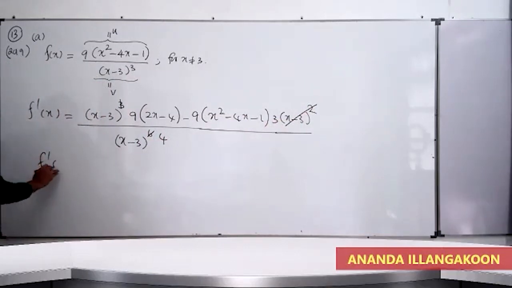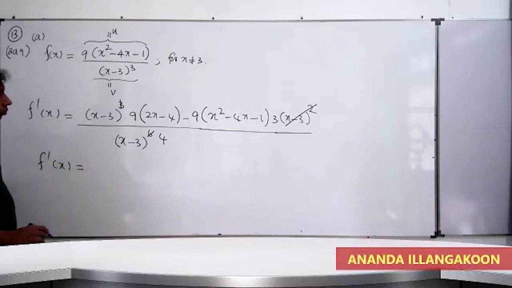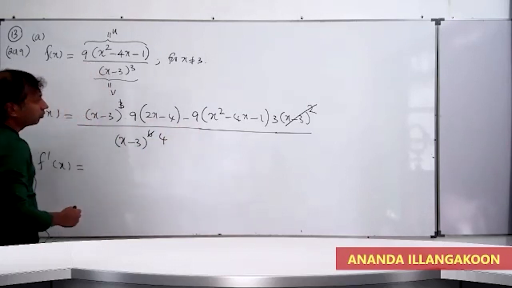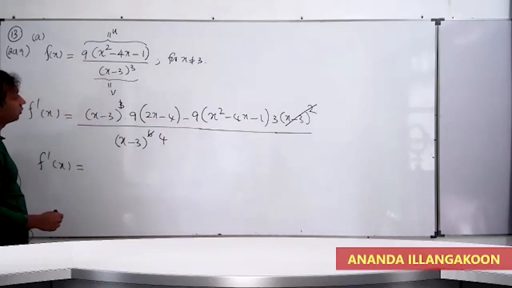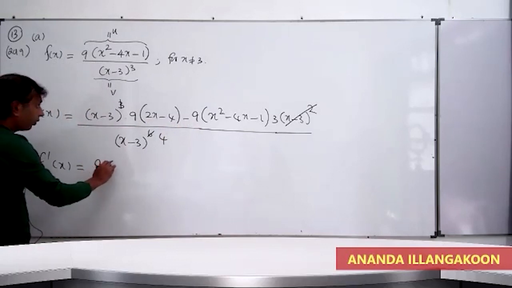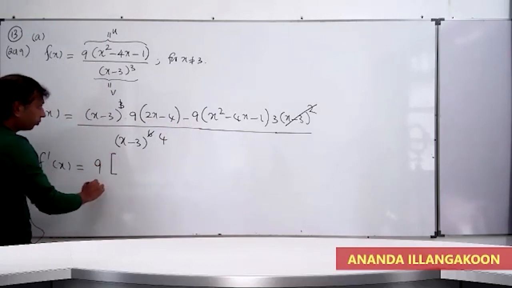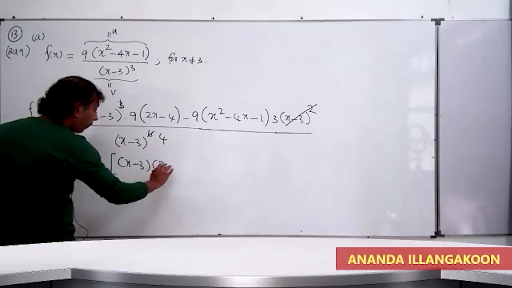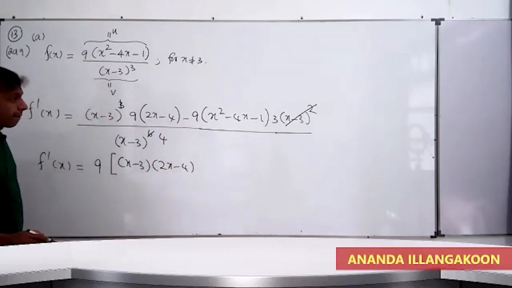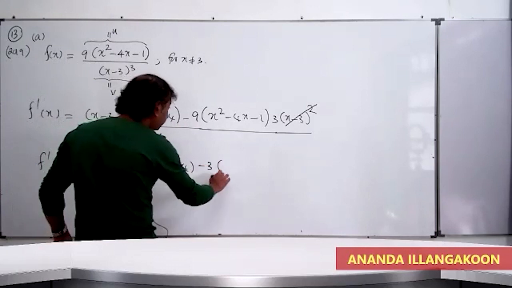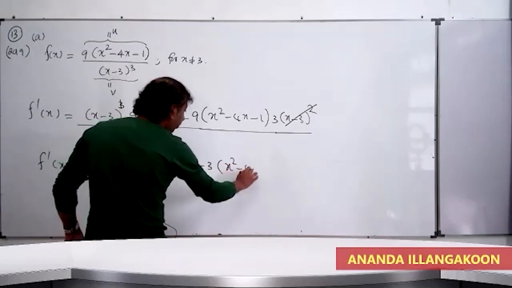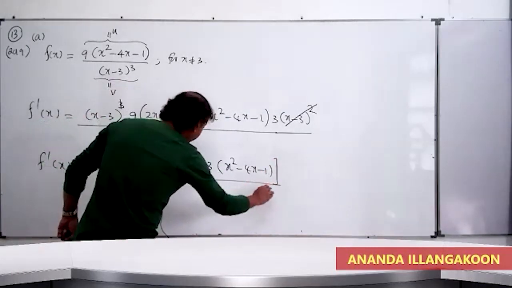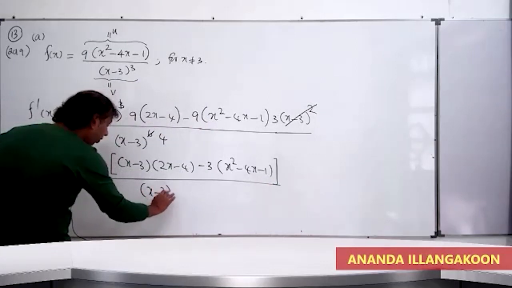Then f dash x we get here 9, and here 9 we have. We can take that 9 out. Also take 9 out. Here we have (x minus 3) times (2x minus 4), and here minus 3 times (x squared minus 4x minus 1), divided by (x minus 3) to the power 4, like this.